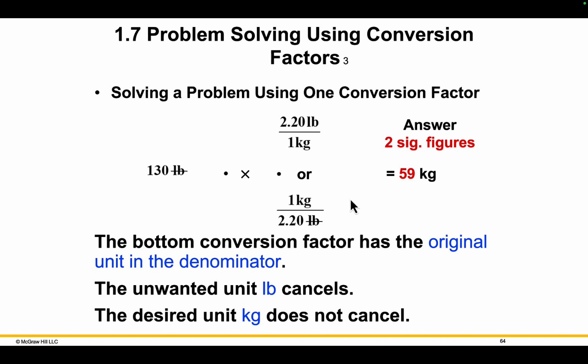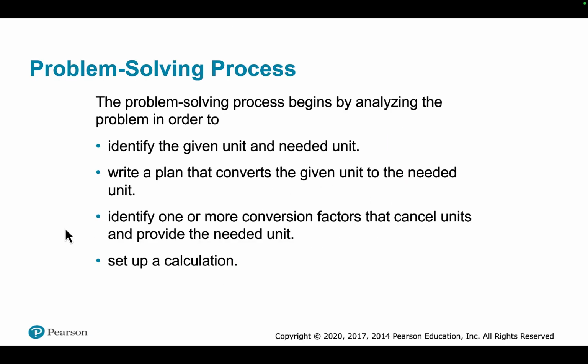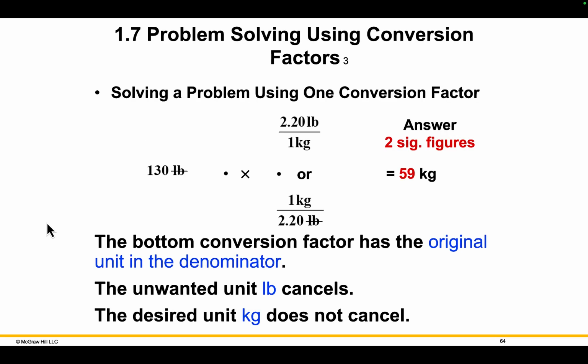Once you do your problem, you have to look back to your original problem to see what you were given and how many significant figures you were allowed. In this case, again, we're using this bottom conversion factor. Here pounds would cancel out. I was originally given a quantity that had 2 significant figures. My conversion factor has 3 significant figures, so my answer is only allowed 2 significant figures. That's where this answer with 2 significant figures comes from.